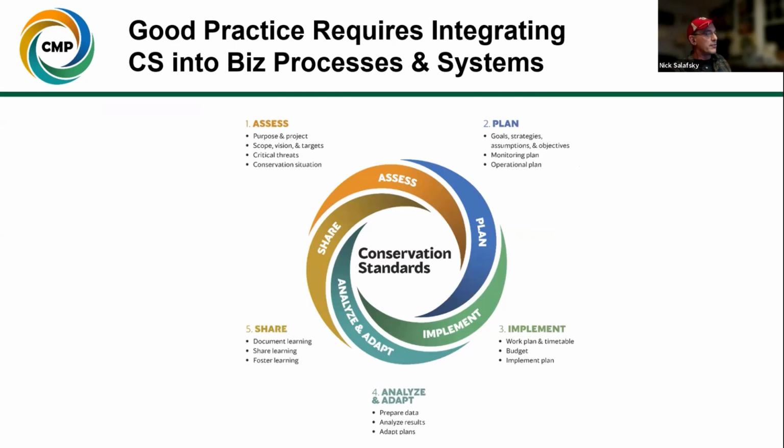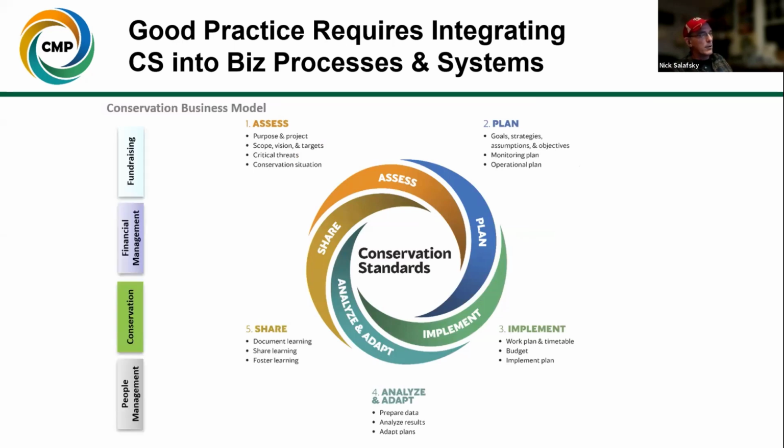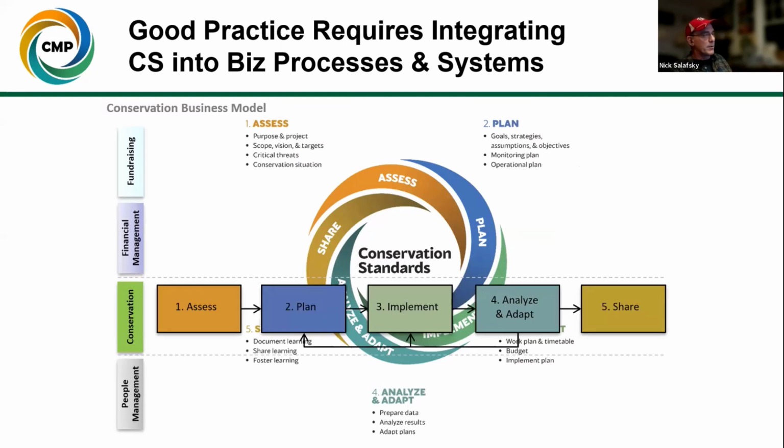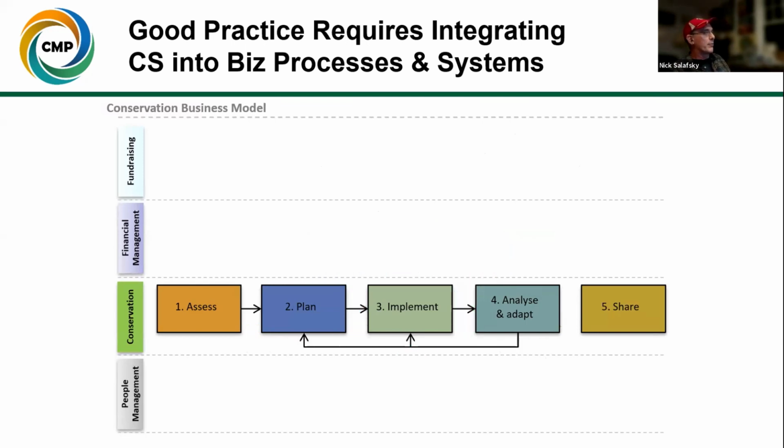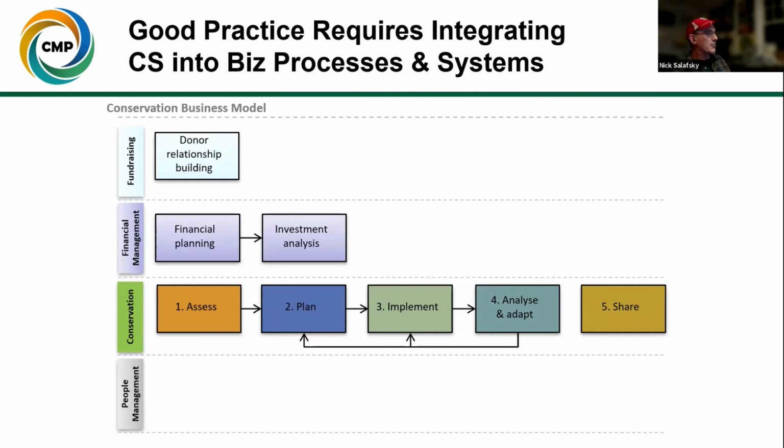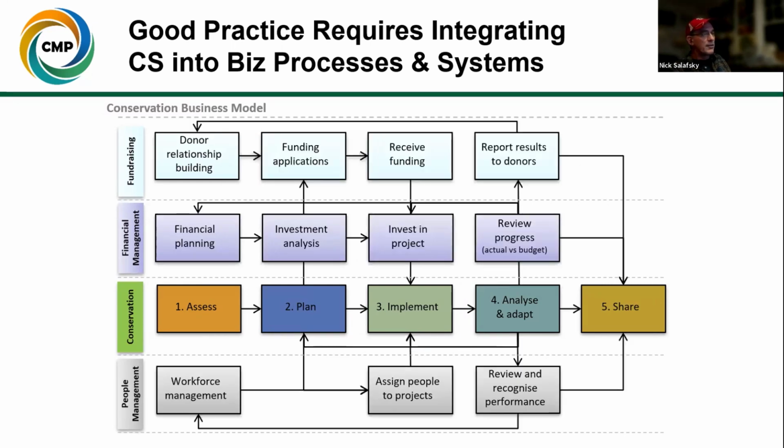And I think Annette very astutely observed that if you think about the conservation standards as a cycle, you can flatten it out and it turns into a business process. So the things that you have to do to make conservation happen. And your organization probably also has a bunch of other processes that it's going through. So there's fundraising, there's financial management, there's people management. So there are all these tasks, all these things that your organization is doing over time to get its work done and achieve your missions.